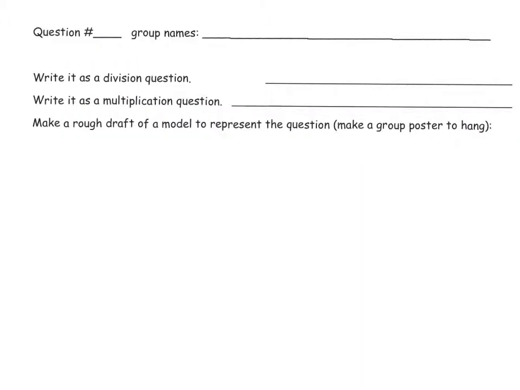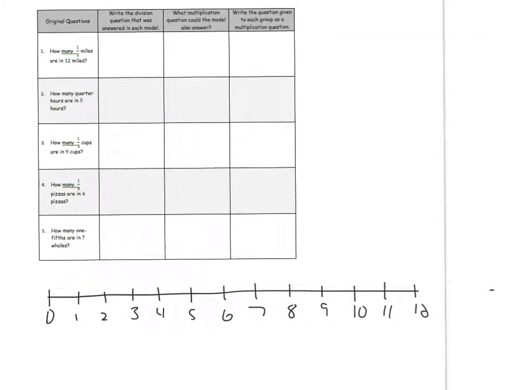So again, if you were in class, you would be doing this. Right now, in class, you're going to put your group names, write the division, write the multiplication, and make a draft of the model, and that's going to go on the poster to hang. So this you're just going to answer here, but the model you want as a poster to hang. All right, if you did not have an opportunity to attend class and you're watching this working ahead, I want to show you what some of the models might look like.